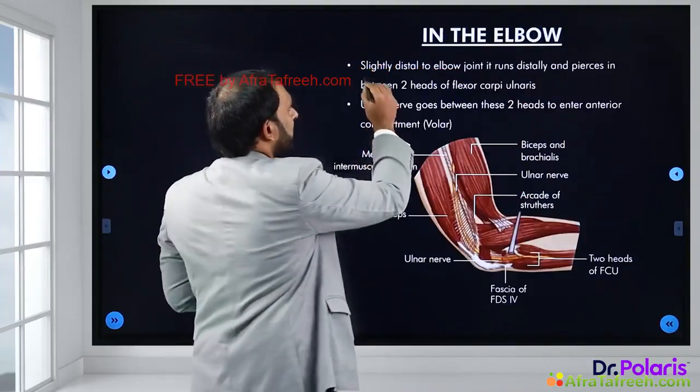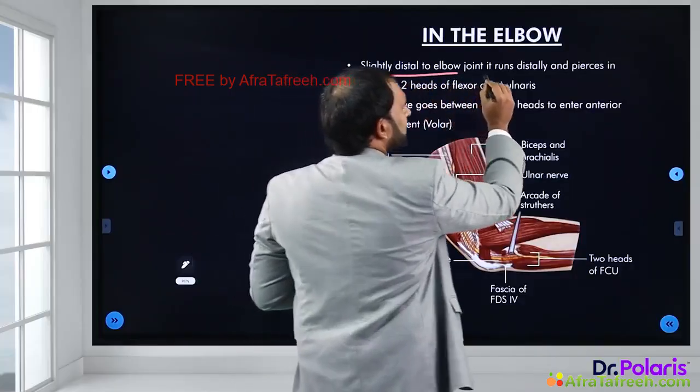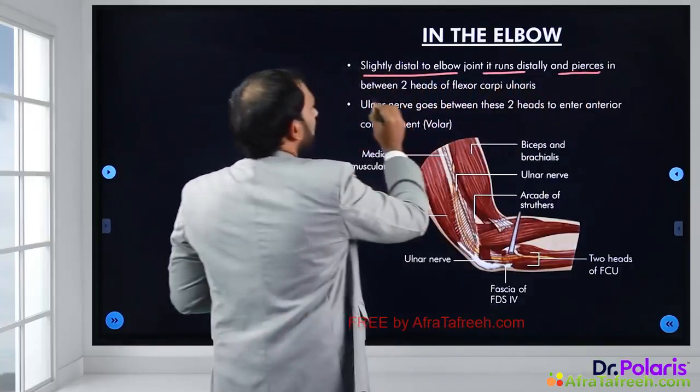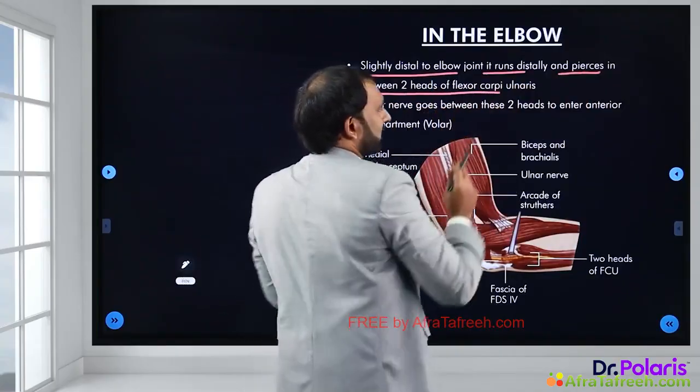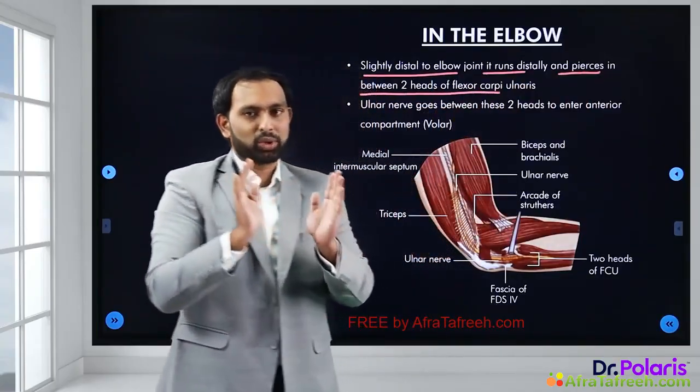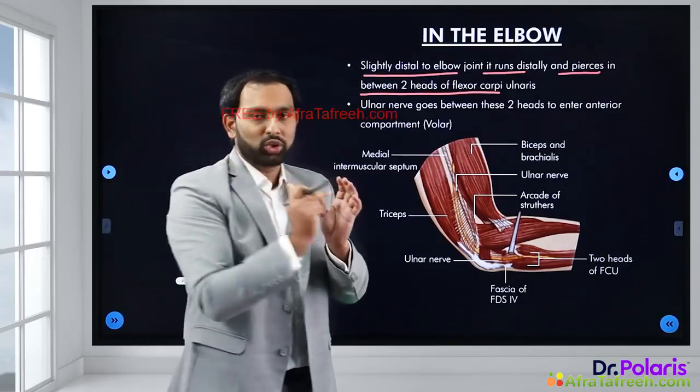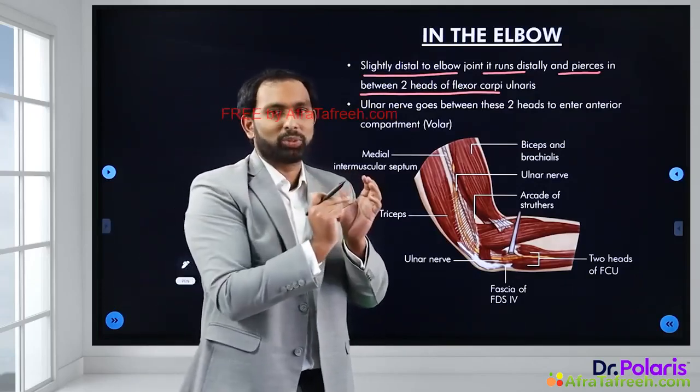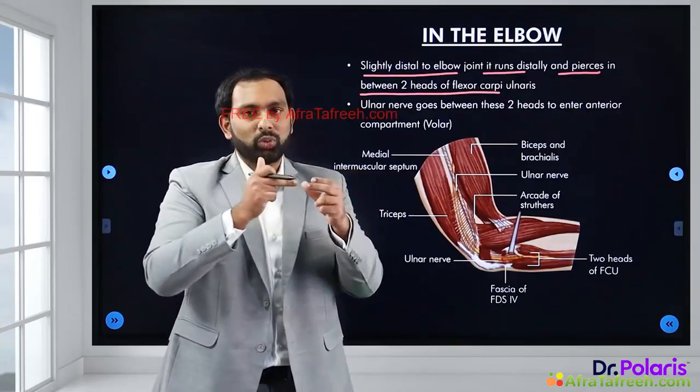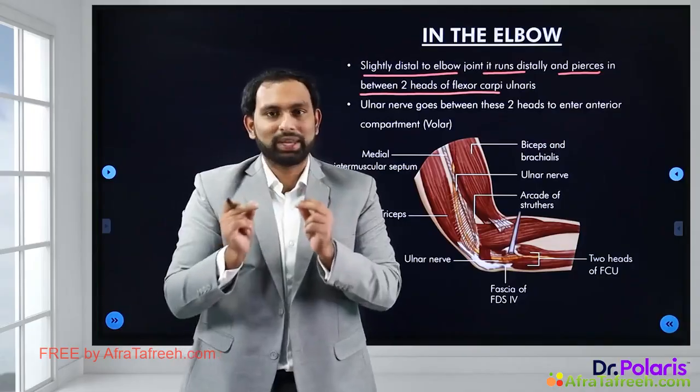It is slightly distal to the elbow joint, and it runs distally and it pierces in between two heads of the flexor carpi ulnaris. So we've discussed the ulnar nerve passing through the cubital tunnel. After it passes the cubital tunnel, then it goes between two heads of the flexor carpi ulnaris.